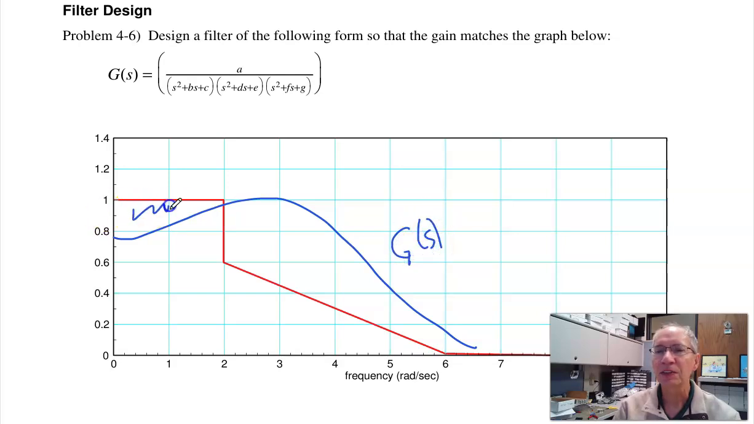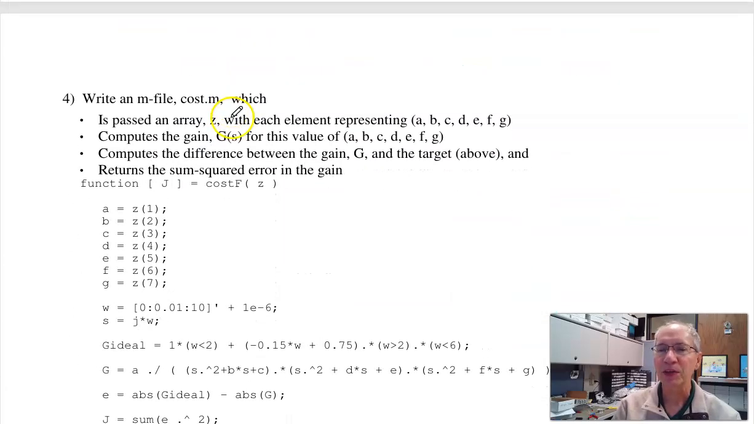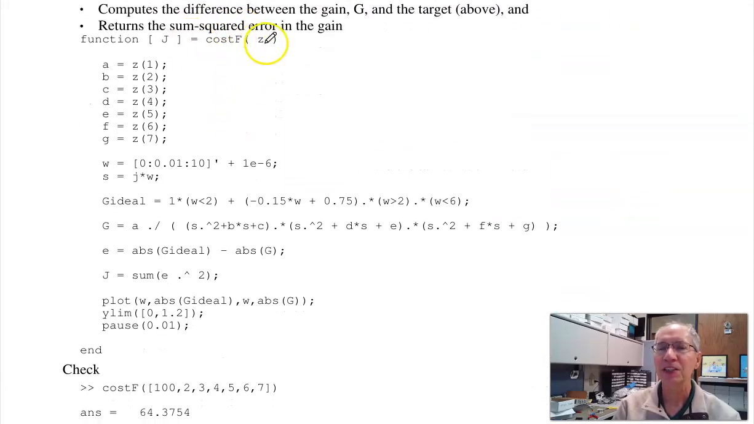Now let's take the difference in the two, square it, integrate it, return the sum squared error. When I make this difference as small as possible, I'll call that the best value of A, B, C, D, E, F, G. So the first step is to come up with a function that does that. I'm going to call that cost f. I'm going to pass a single vector. fminsearch wants a single vector. I'm going to parse it.